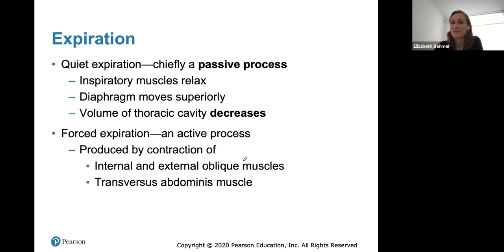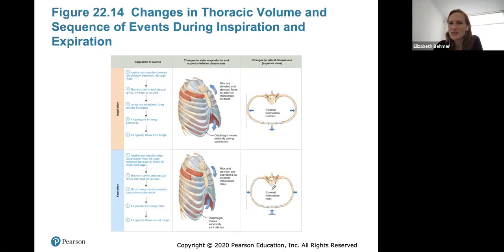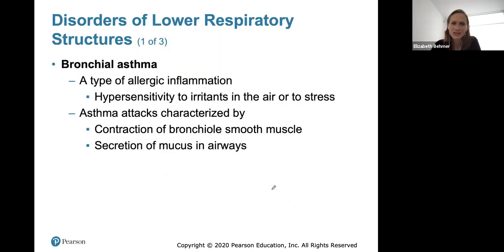Quiet expiration is a passive process. Everything relaxes, the diaphragm moves back up superiorly like a cone, and the volume of the thoracic cavity decreases. And then forced expiration is more active, where you forcefully exhale, and it's produced by the contraction of these muscles. So here are the changes in the thoracic volume and the sequence of events during inspiration and expiration. I might ask you one question about which muscles are involved in inspiration and which are involved in expiration, but only expect maybe one question about that.